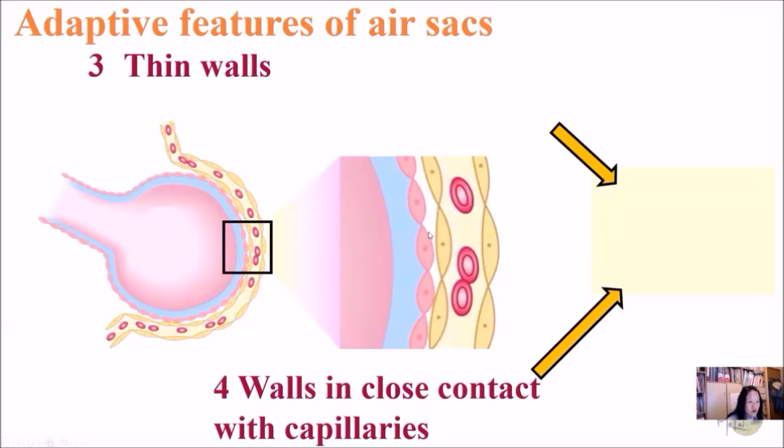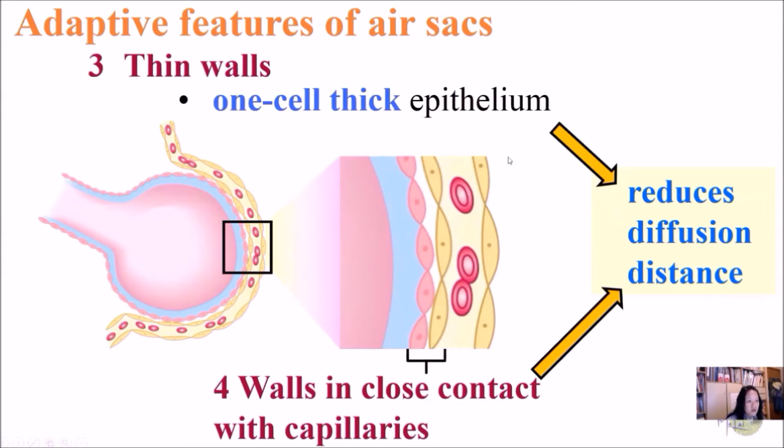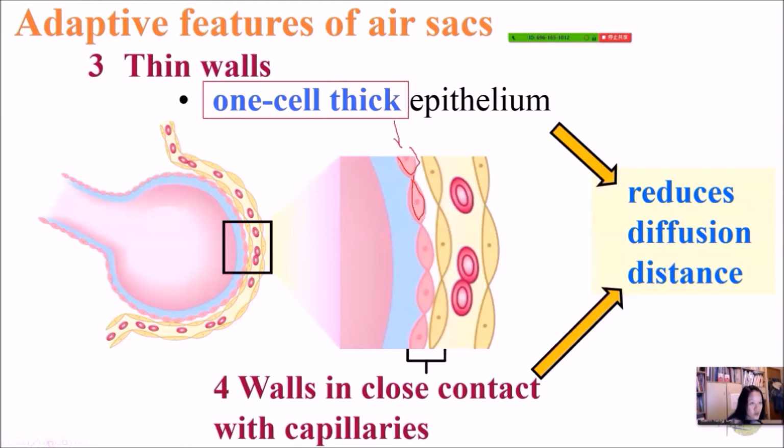Where is the thin wall? This one is the wall of the air sac. This is the cell which made up the air sac, which is made up of one cell thick. This is the one cell thick epithelium forming the air sac. And the other one, we find that it is the wall of the capillary. So we have two layers of cells which come close together in close contact.